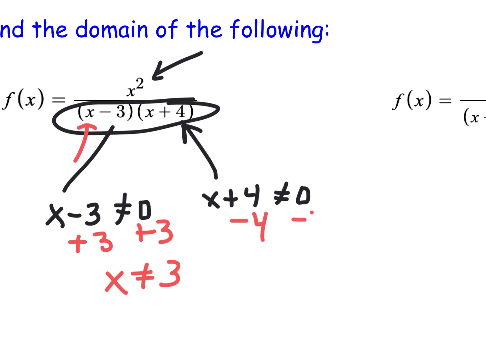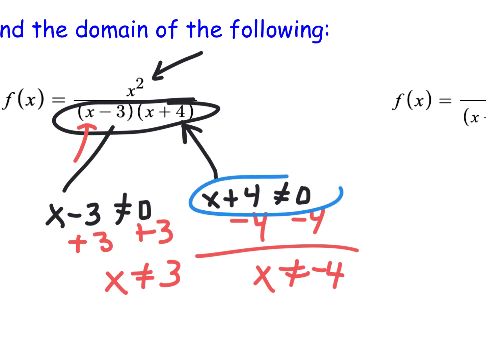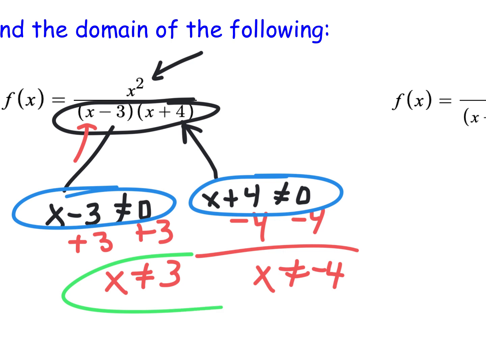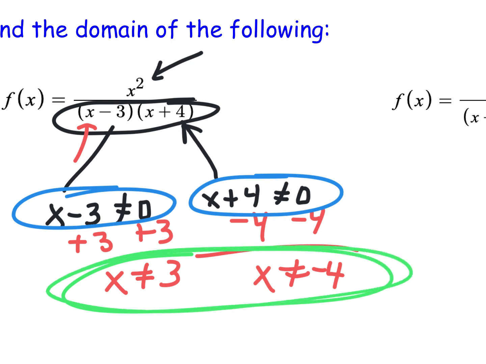Minus 4, x not equal negative 4. This might be the first time you've ever written an equation and then solved it with a not equal symbol. Those are your answers. X cannot be 3 and x cannot be negative 4.